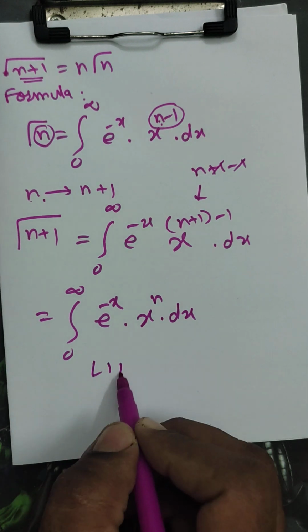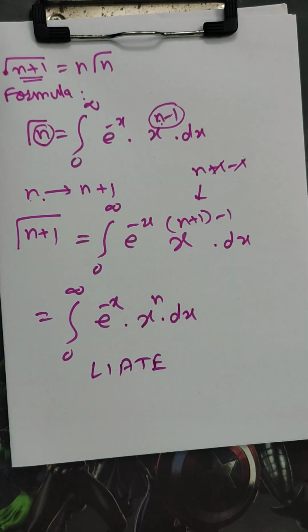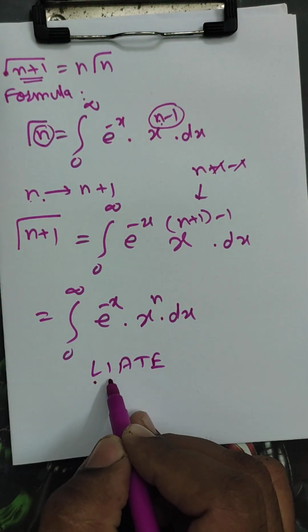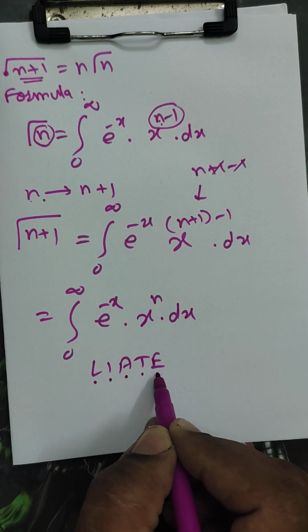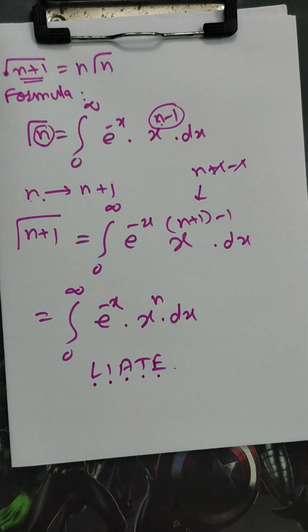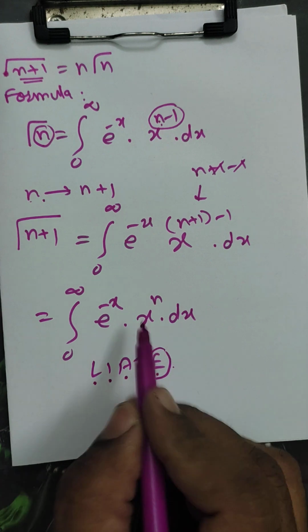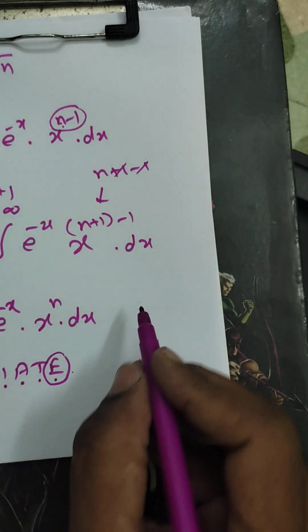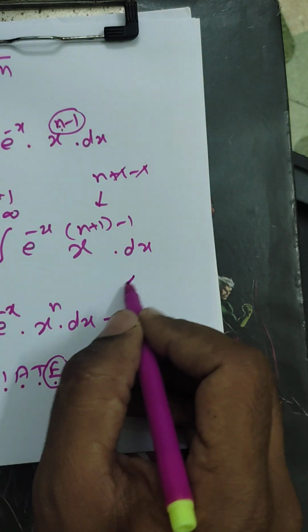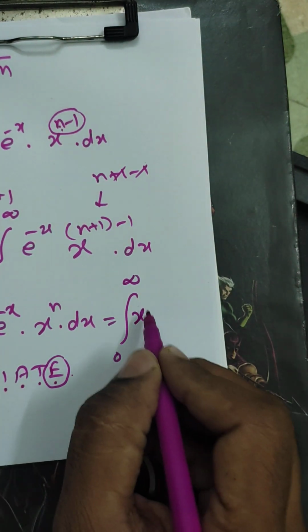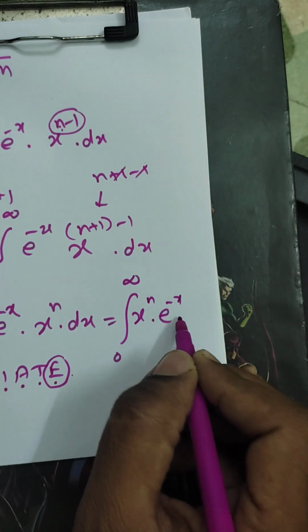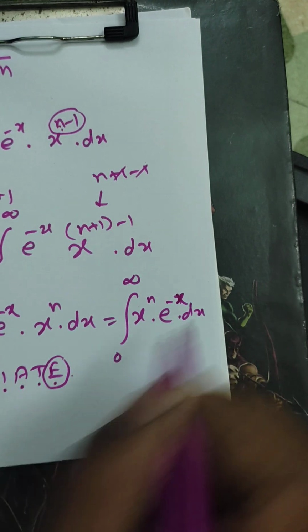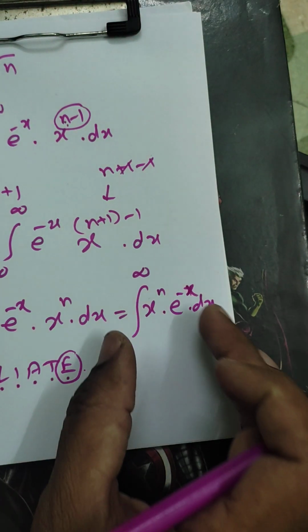Now apply the LIATE rule for integration by parts: logarithmic, inverse, algebraic, trigonometry, and exponential will be at the last. The exponential term goes last, so we exchange these two quantities. So we'll write it as the integral from 0 to infinity of x raised to n e raised to minus x into dx. Now we have to solve this again.